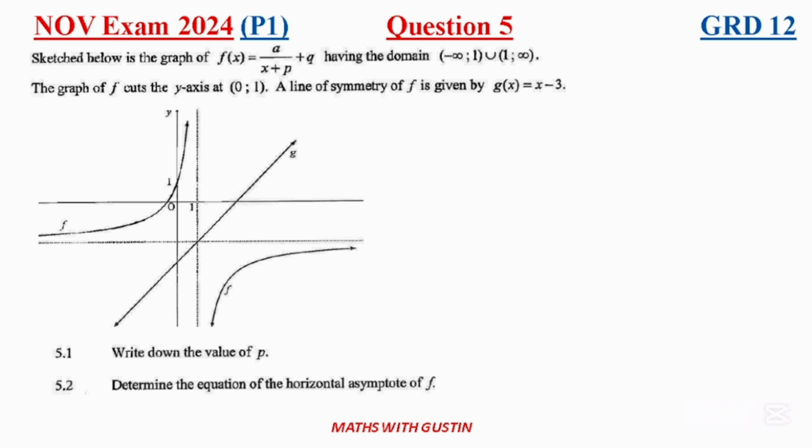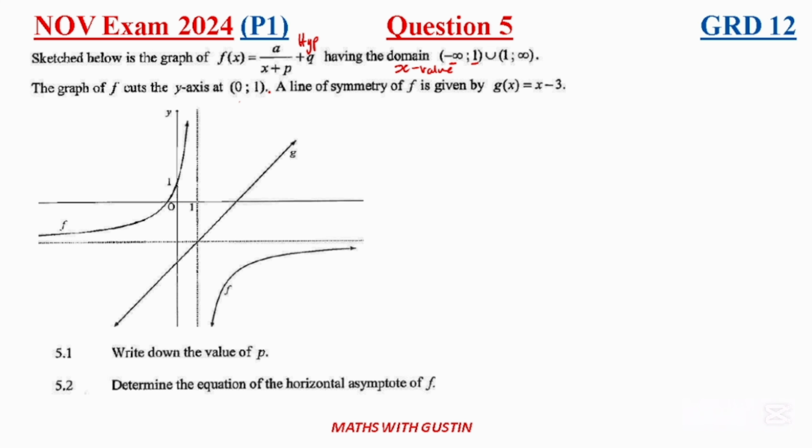This is question 5. Now let's have a look at what question 5 is saying. It's saying sketched below is the graph of f of x. We can already see that it's a hyperbola, having a domain of x not equal to 1. And by domain, they are referring to x values, right? So this is our domain: from negative infinity to 1 and also from 1 to positive infinity. All right, great stuff.